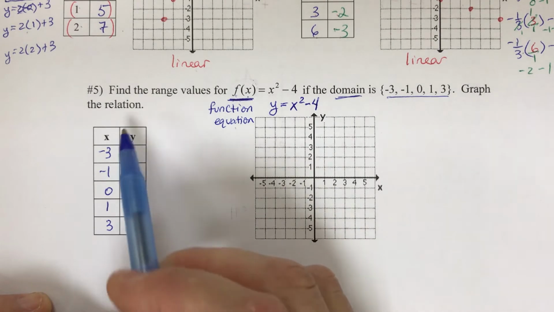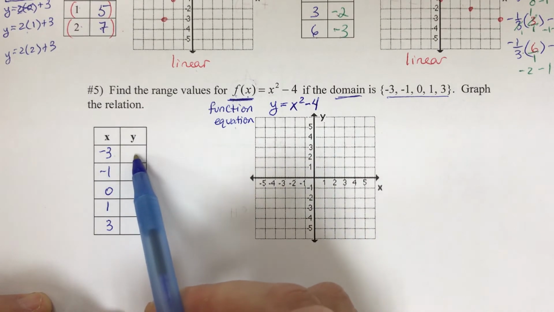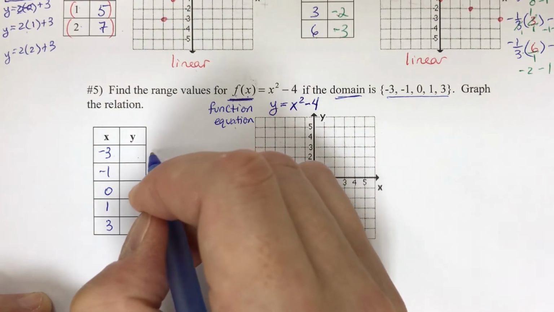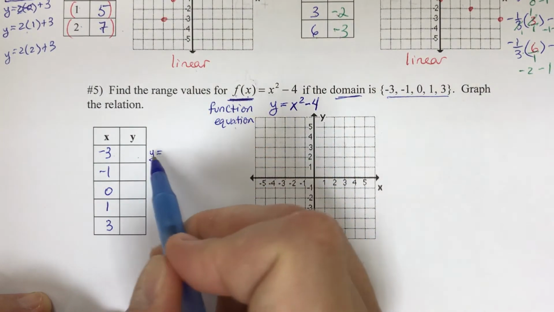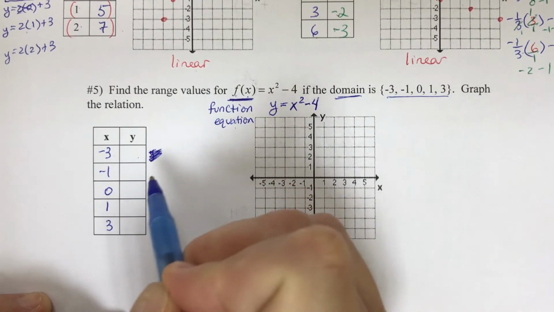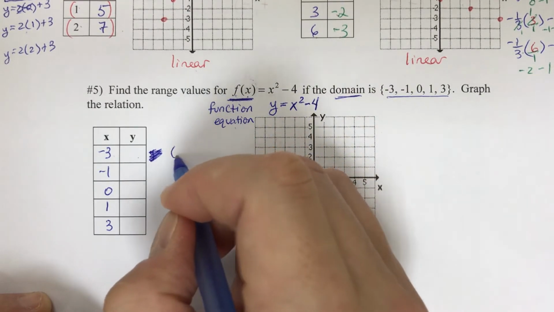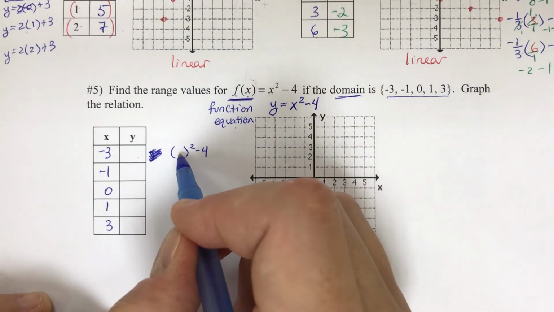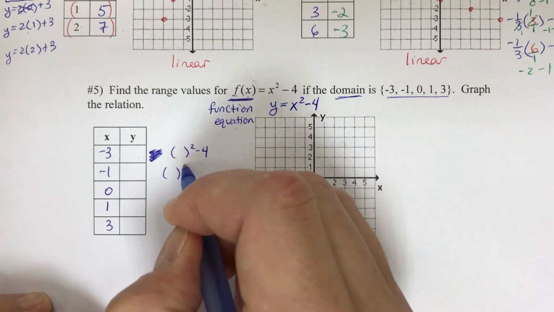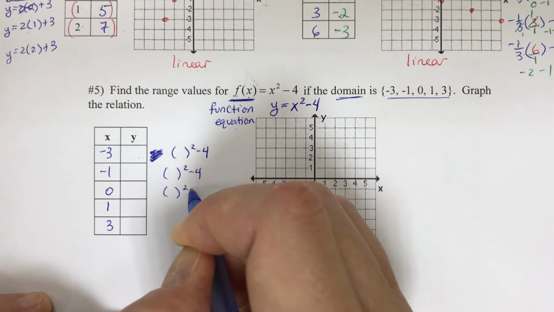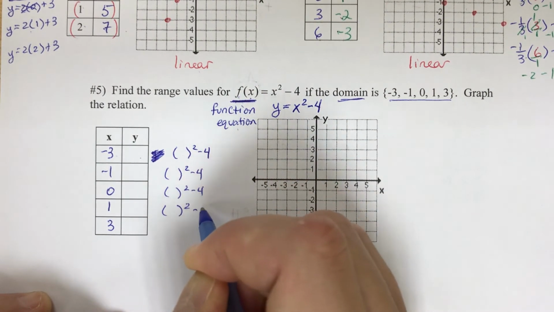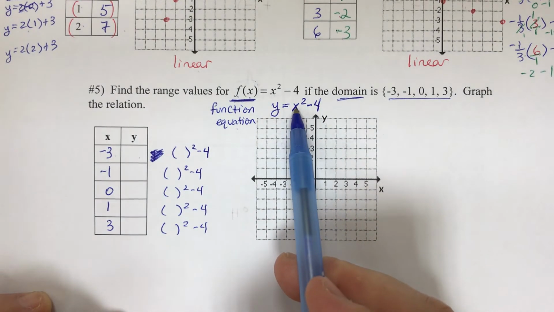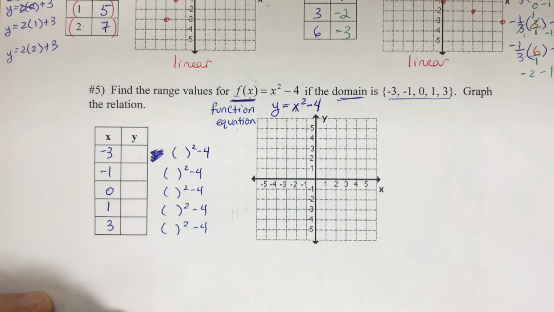So how do we graph the relation? Well, we need to find the y values first. We need the range. So we're going to take -3, and it's y equals. You don't need the y equals. I didn't write it in the last example. I'm just evaluating the right side of this function or equation. It's x squared minus 4. So let me set up my parentheses. So each one of these is the x value squared and then subtract 4.